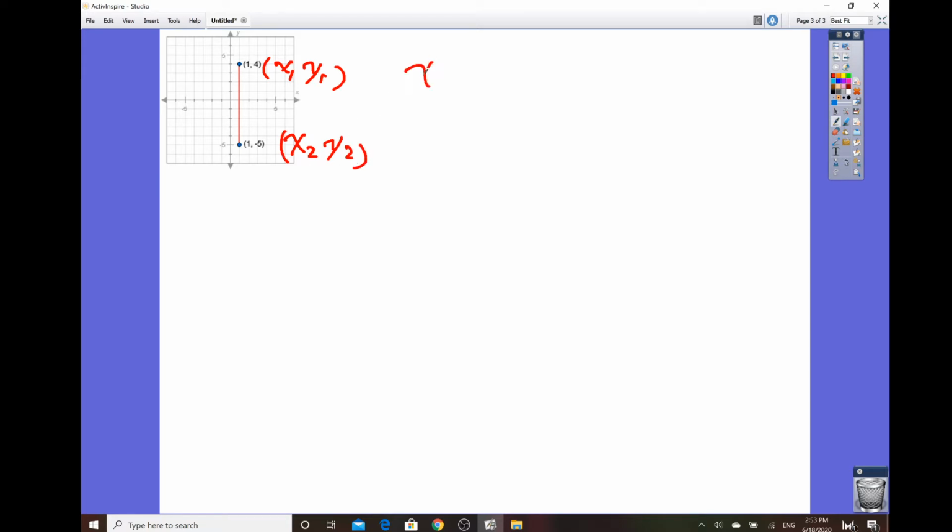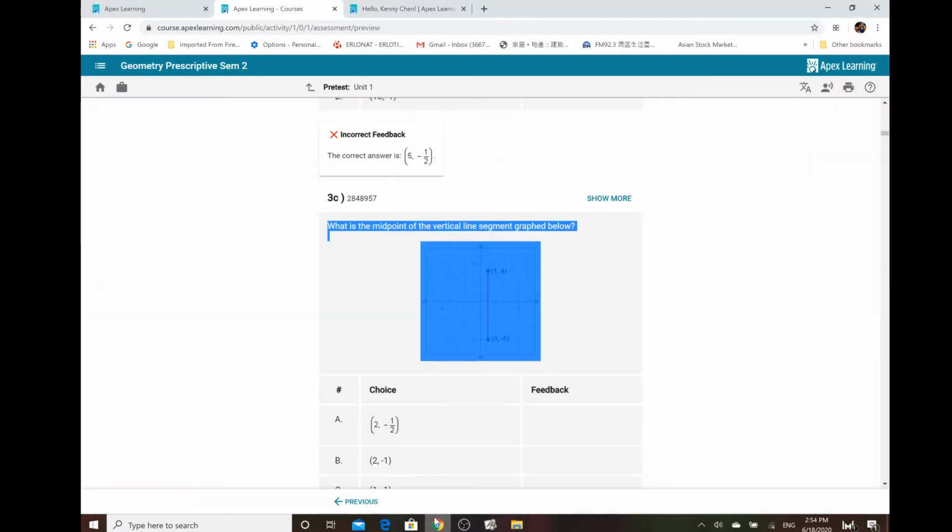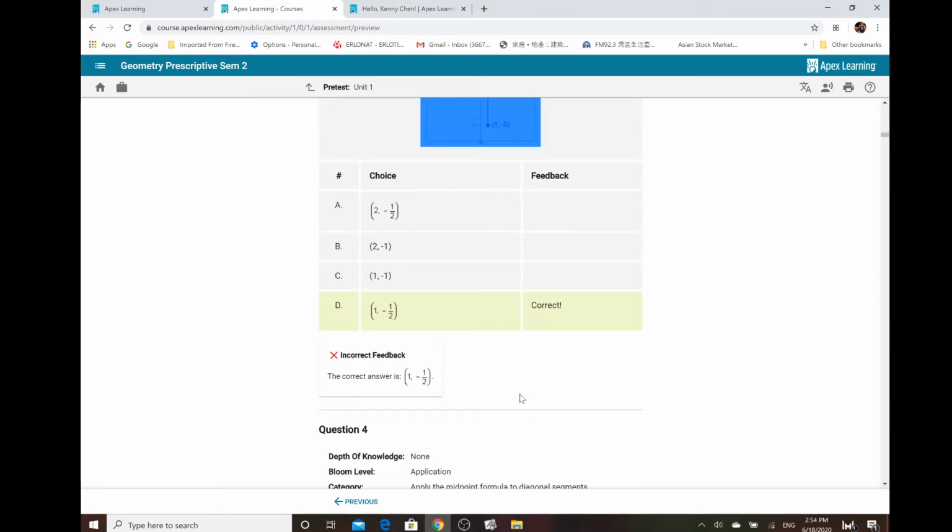So according to the formula, x1 plus x2 over 2, comma, y1 plus y2 over 2. What we have here is 1 plus 1 over 2, comma, y1 plus y2, so 4 plus negative 5 over 2. For the x-coordinate, we got 1. For the y-coordinate, we have negative 1/2, or negative 0.5. So the answer for this one would be 1, comma, negative 1/2. So it's choice D.